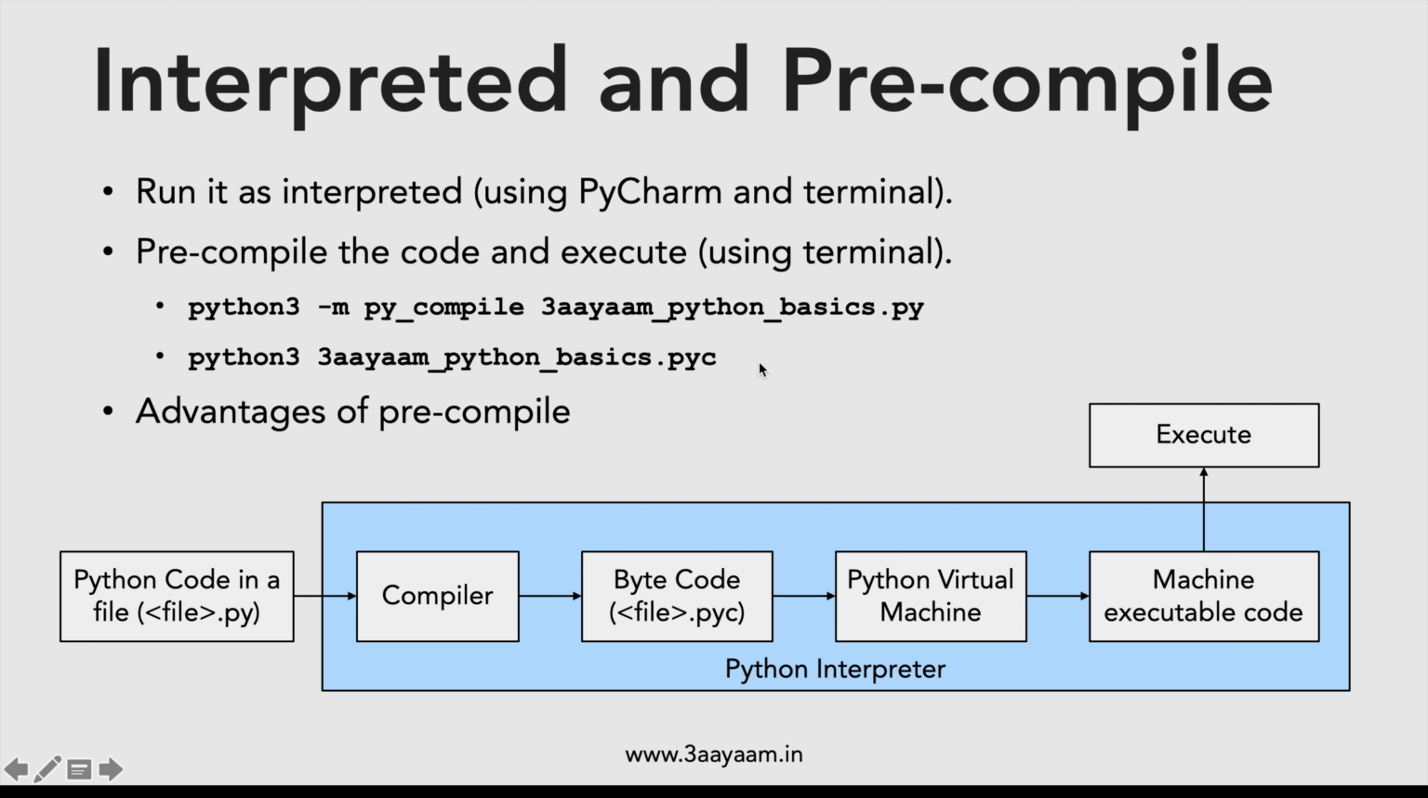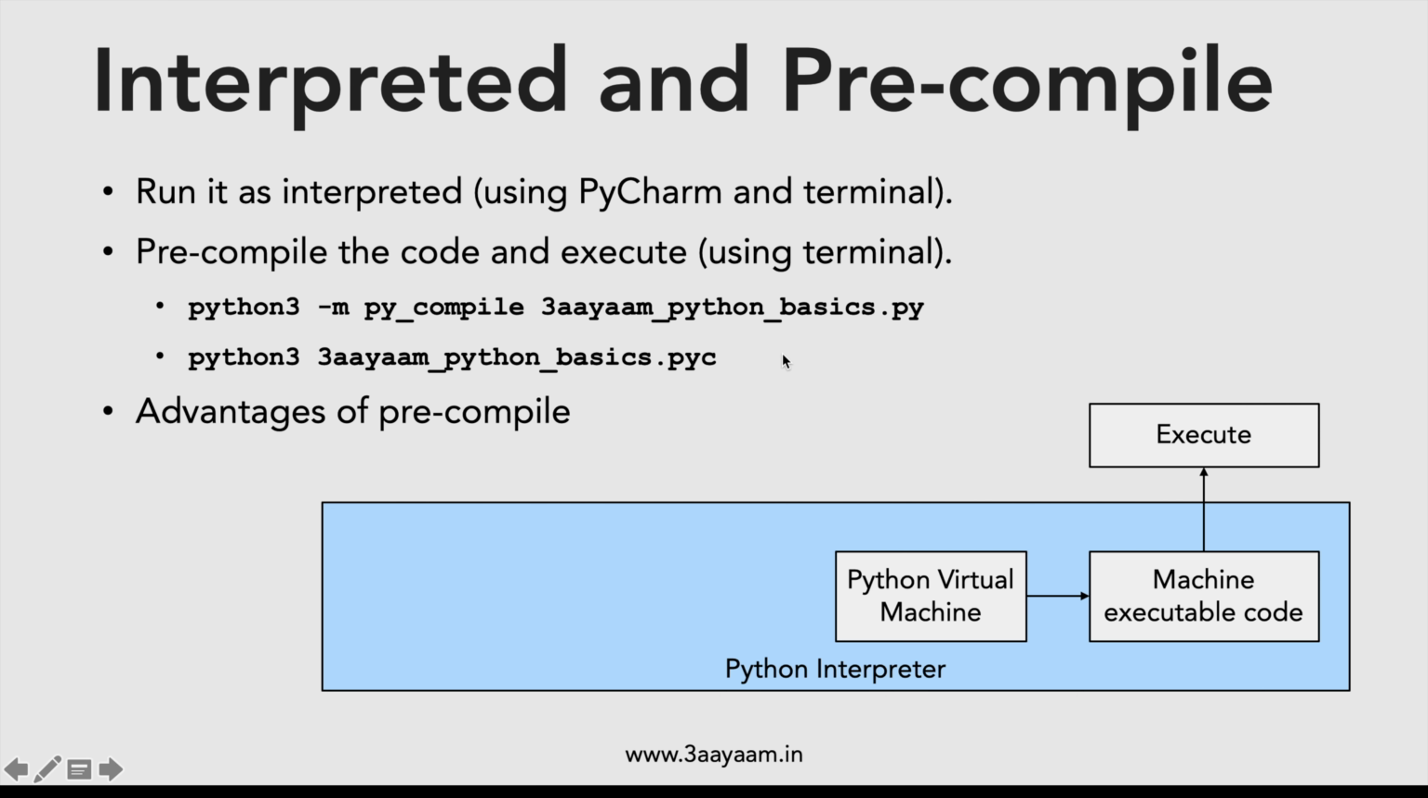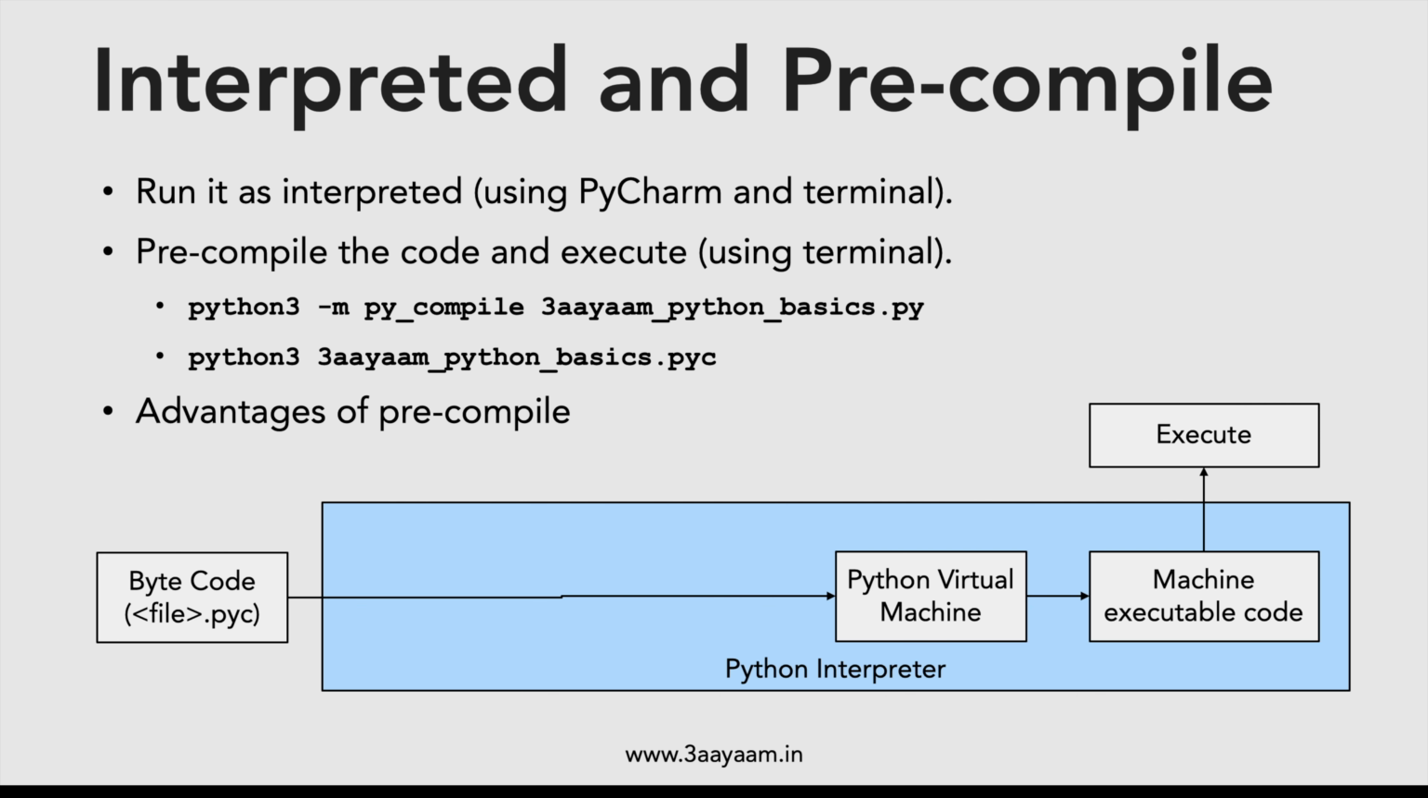So we can actually make it a compiled language also. Obviously, there are advantages, because if we pre-compile, then the interpreter will not have to compile the code again. So instead of executing the Python code, if you pre-compile and then send it to the interpreter, these steps will go away. We'll execute the bytecode, which is the .pyc file, and it will be given directly to the Python virtual machine, which will create the machine executable code and then execute it.